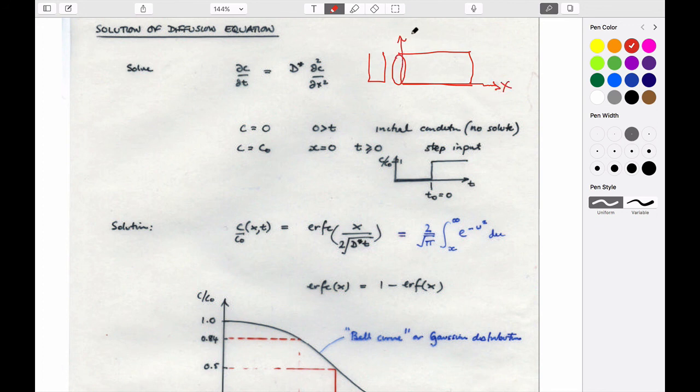And we could think of this as C over C0. And if this starts off at some concentration, then for advective flows anyway, we knew that it would look something like this. Should make the case that this is advective. But we're looking at diffusive flows.